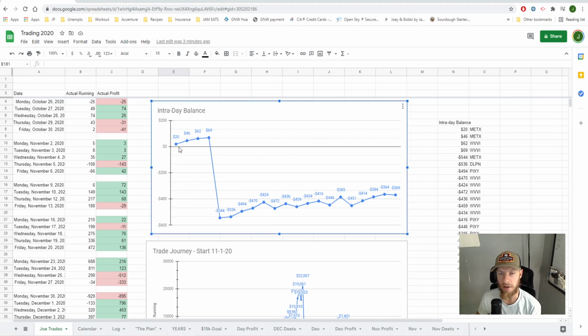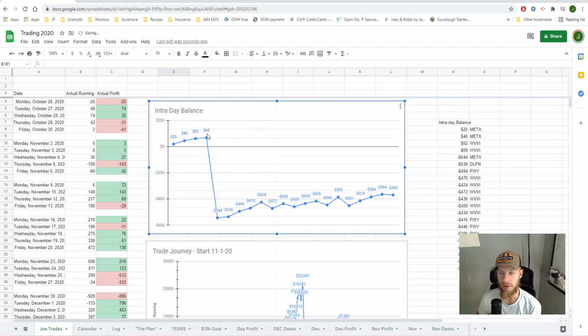Here's the chart. Started in the green today, going from $20 up to $69. And from there, made a horrible trade, specifically on METX, and went all the way down to negative 544. And I was able to bring it up just a tad bit, but I took a ton of trades and I didn't really get that far. I worked barely uphill, just kind of sideways, and ended up at the end of the day down $369. So it's not the biggest loss in the world and I can easily live with that, but it's still not a good one, and it's on a pretty pathetic trade that I made.